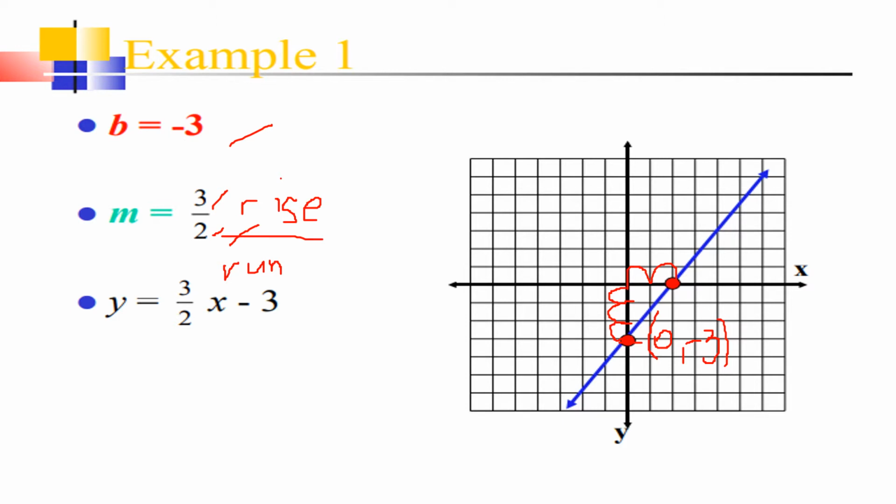So, if we're going to form the equation of the line given this graph, we have y is equal to 3/2 x minus 3. Okay? Let's try another one.